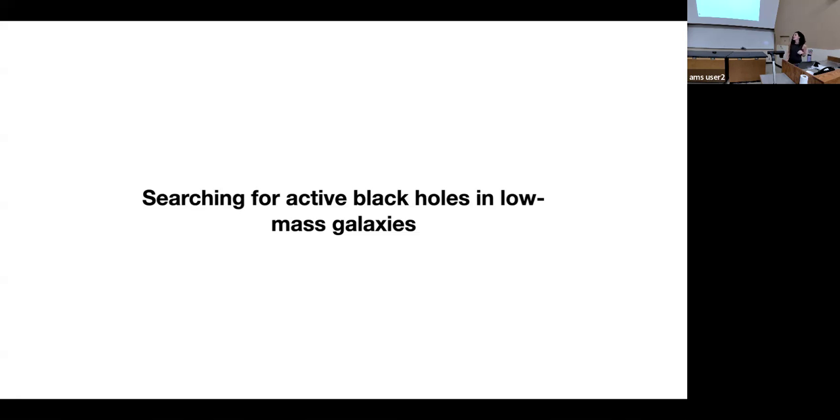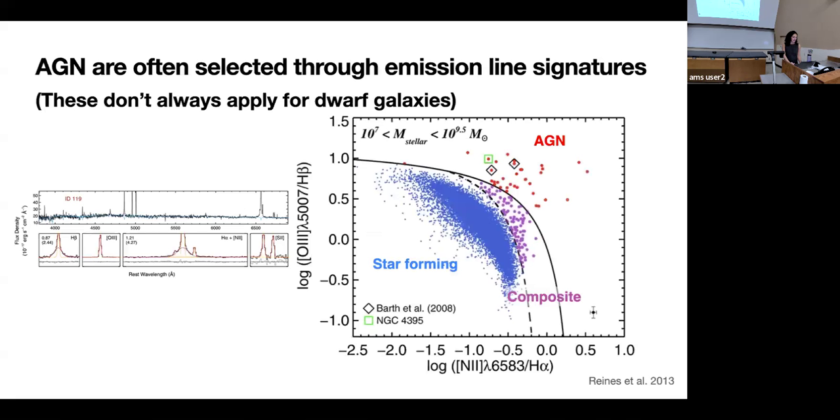What are some of the observational techniques that we can use to find these active galactic nuclei in dwarf galaxies? So traditionally, a lot of active galactic nuclei, or AGN, are selected through their emission line signatures. The light from the accretion disk around the black hole ionizes gas within the galaxy and produces certain emission line signatures that we can then detect when we take a spectrum of that galaxy.